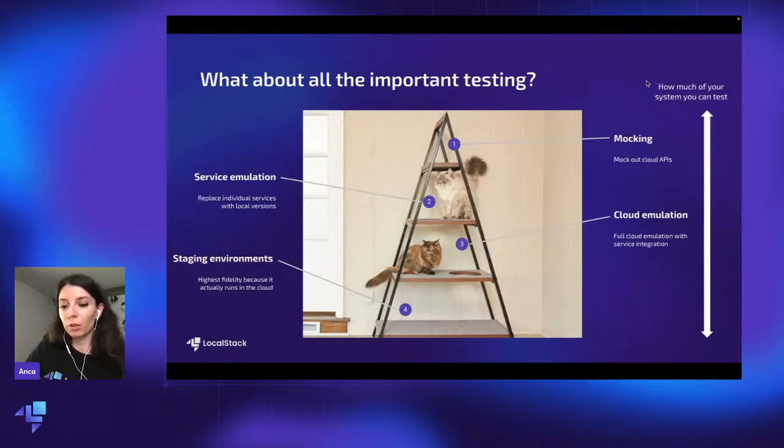Then you could switch to cloud emulation, meaning that you would have full cloud emulation with service integration. And if you haven't already guessed, this is where LocalStack comes in. And the next best thing to do is having a stage environment, which represents obviously the highest fidelity because it actually runs in the cloud. But you want to push back on this as much as possible and only use it before production, because you want to save on cost.